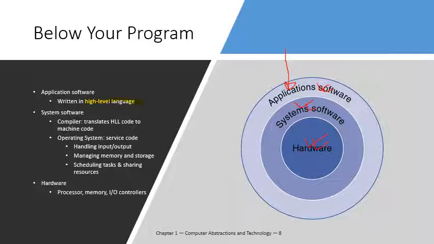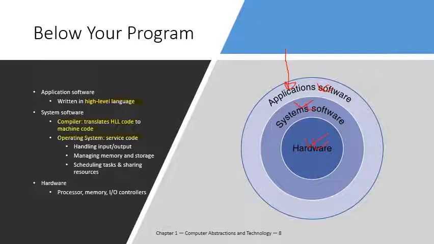Then we come to the system software here. System software consists of the compiler that translates our high level language code to the machine code, because our machine only operates on the machine code. Our hardware recognizes the machine code for a particular instruction set. Then we have the operating system that is used to handle the inputs and outputs, managing memories and storage, task scheduling and sharing resources, process scheduling, thread scheduling. All of this is handled by the operating system.